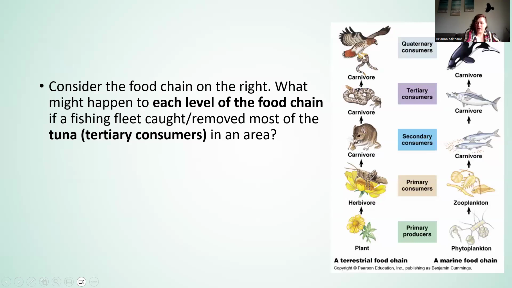Next question on your worksheet, let me see if I can move this. Look at the food chain on the right, which is our ocean marine food chain. Let's say a fishing fleet comes in and removes a bunch of tuna from here. So this tertiary consumer, their population gets driven way down. What do you expect will happen to all the other consumers and primary producers in this food chain? Again, if tuna population goes down.